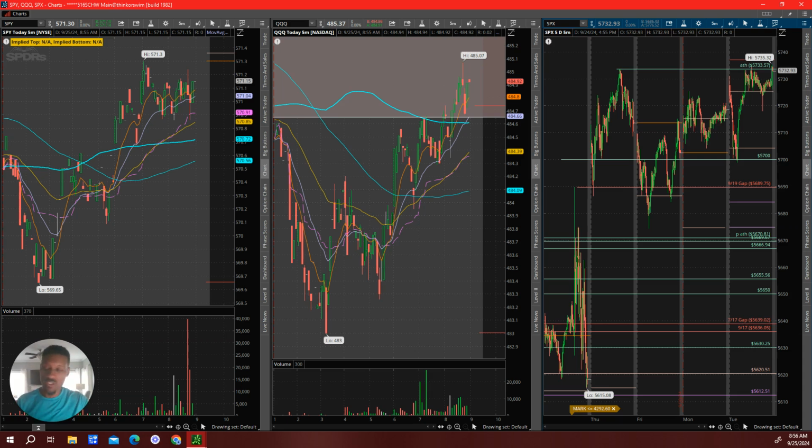What you see behind you is SPY, QQQ, and SPX. For those of you who don't know, SPY and QQQ are ETFs. SPY mimics the S&P 500. QQQ mimics the NASDAQ, and SPX also mimics the S&P. In fact, it is the S&P essentially. It's the index for the S&P.